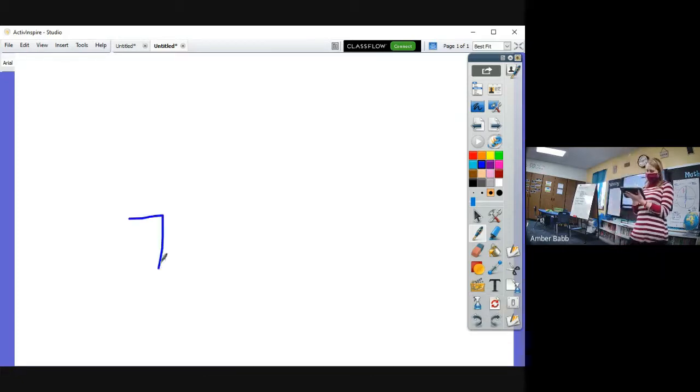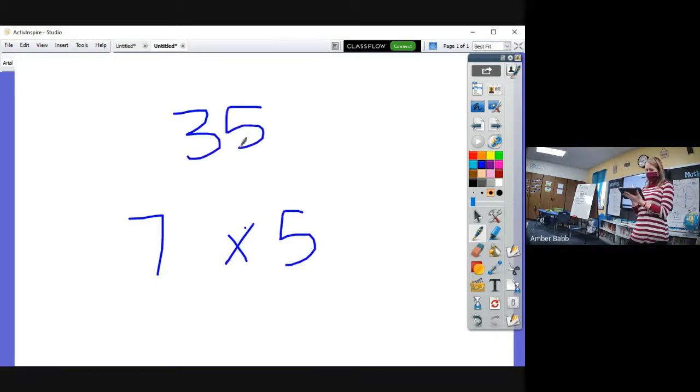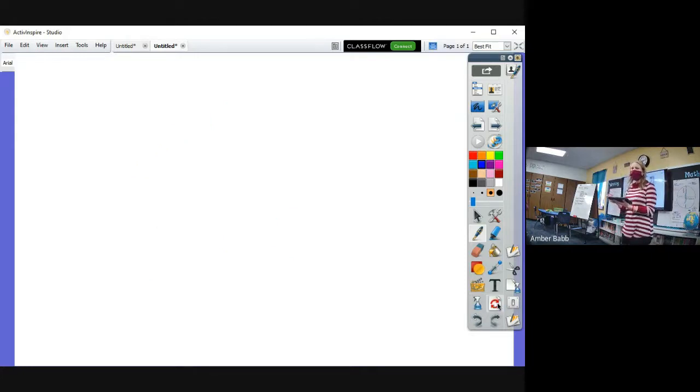So if I do 7 times 5, I could put a 35 up here. And so no matter what I do, these 3 numbers are always related. 35 divided by 5 gives me 7. 35 divided by 7 gives me 5. Or 7 times 5 gives me 35. They're all cousins. They're like little number cousins. Call them a little fact family, okay?